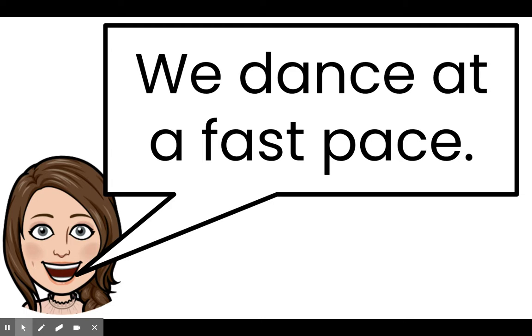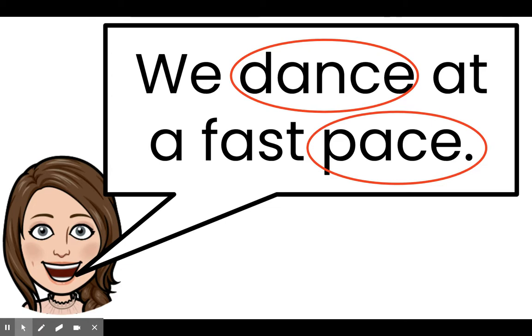There are two words that have a soft C sound. Can you point to the first word that contains the soft C sound? You should be pointing at the word dance. The C in dance makes a soft sound S because it's followed by the letter E. There's one more word in this sentence with the soft C sound. Point to that word. If you're pointing to the word pace, you're correct. The letter C in the word pace makes the soft C sound S because it's followed by the letter E. There are no words in this sentence with the soft G sound.